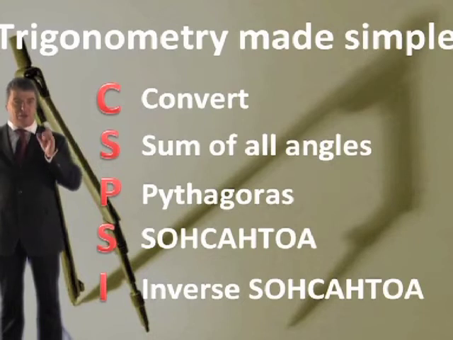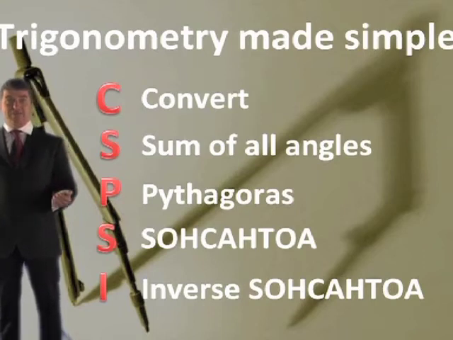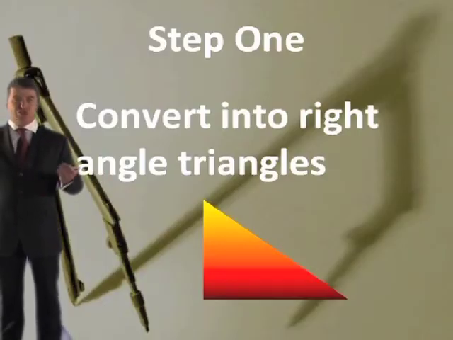So first of all, you're going to convert to triangles. Then you're going to use the sum of all the angles, Pythagoras' theorem, SOHCAHTOA, and inverse SOHCAHTOA. You try and apply those 5 principles to trigonometry problems and it should help you. Let's go through one. What do you mean by step 1, converting to triangles? Well, firstly, you convert the polygon into a number of right-angled triangles. And again, this will help you then use the other 4 principles to solve the problem.